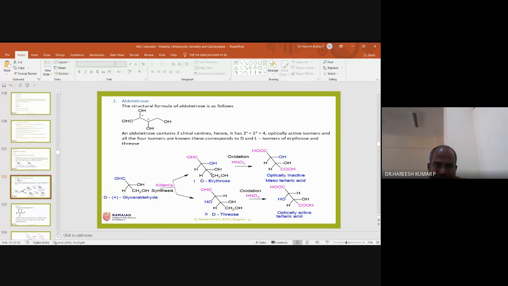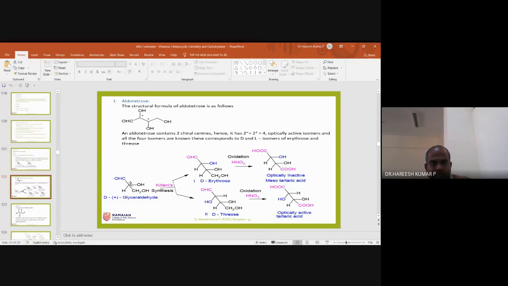What I want to make it clear, you can just observe this is the second carbon atom. In the second carbon atom, the hydroxy group is on the right hand side in erythrose. In threose, the hydroxy group is on the left hand side. Otherwise, what we can say is that in threose, the priority groups are in the opposite direction. In erythrose, the priority groups are on the same side.